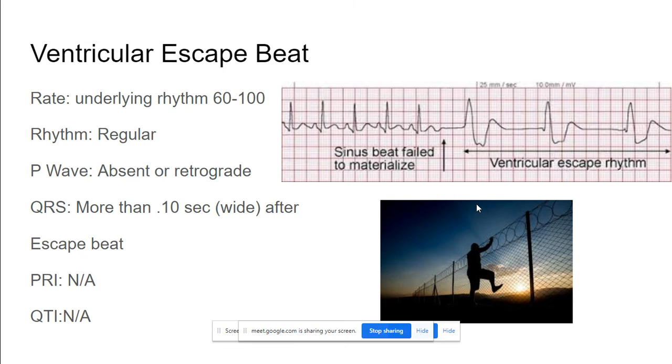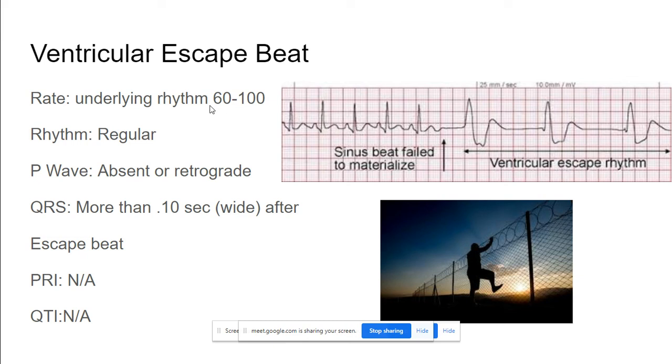Ventricular escape beat is just this complex here. The underlying rhythm looks really normal. And then it's like the ventricles just escape and start going really, really fast and really, really crazy without any direction from the atria. So it's a ventricular escape rhythm. And typically you'll see 3 or 4 of these beats, or maybe more, maybe less, but then it goes back to this normal underlying rhythm.